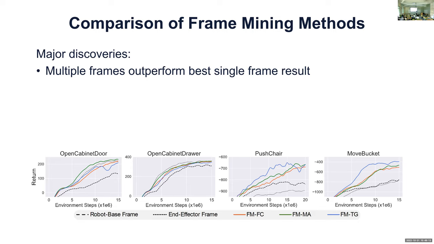Now check all the curves, especially for some of the tricky tasks like push chair, move pallet, and move bucket. These are the tasks that have to be accomplished by two arms. You see that fusing the frames is highly effective, and just choosing one effective frame is not as effective.